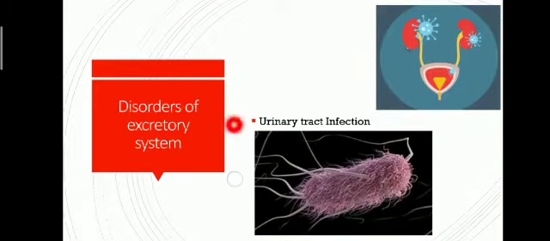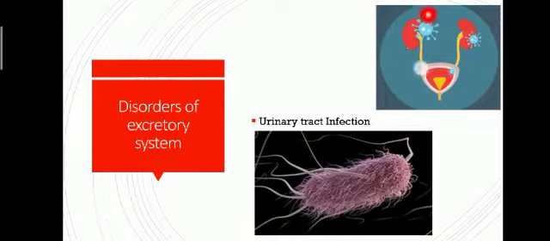Now let us discuss some disorders of excretory system. First comes urinary tract infection. What is the meaning of urinary tract? The tract or the path from the formation of urine till the elimination of urine, that is from the kidney to the urethra, that path is known as urinary tract. So infection in that path is known as urinary tract infection.